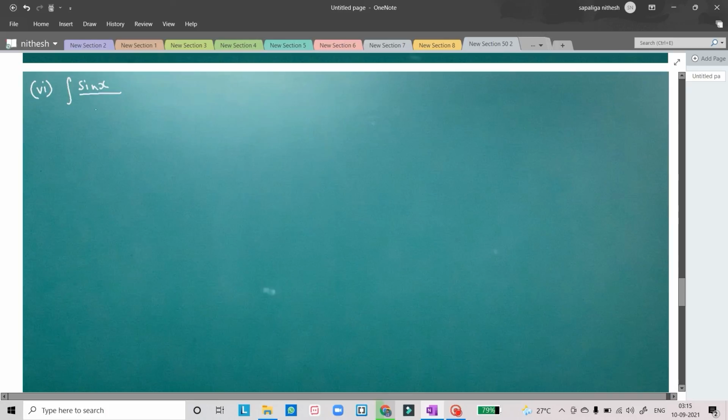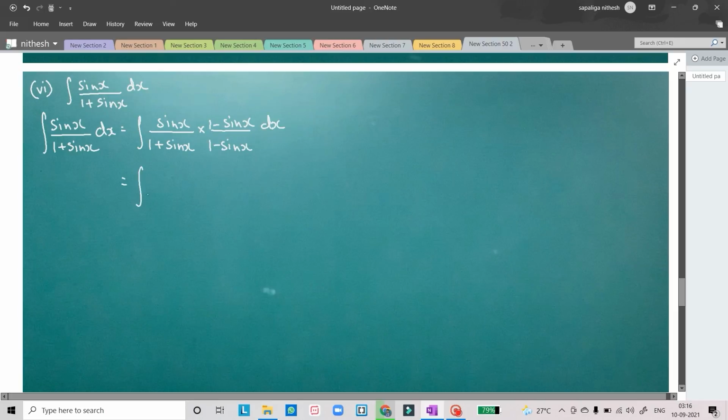Question 6, sin x upon 1 plus sin x dx. The first step is we rationalize the denominator by the conjugate, that is 1 minus sin x. We multiply it in both the numerator and denominator. In the denominator we have a plus b, a minus b, and the resultant function is 1 square minus sin square x. In the numerator we multiply sin x inside the bracket, so sin x into 1 is sin x, and sin x into sin x is sin square x.